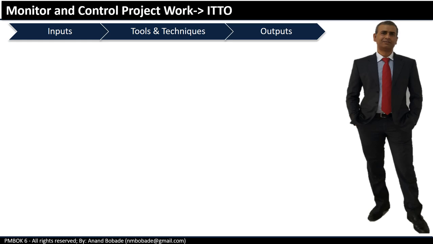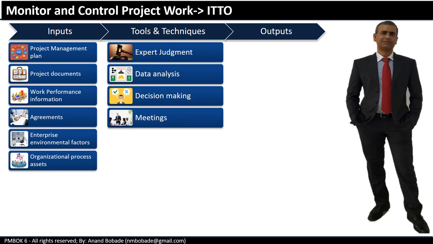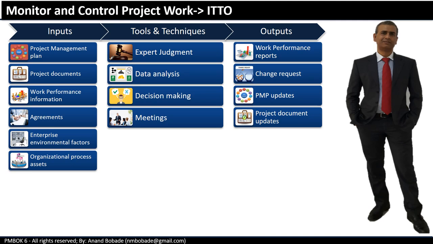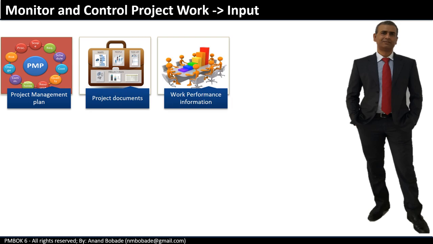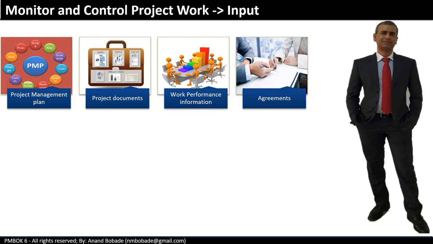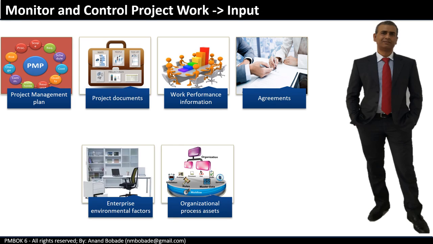Lots of inputs, tools and techniques. So we will talk about inputs, tools and techniques, and outputs. Let's start with inputs. The inputs are project management plan, project documents, work performance information, agreements. Remember, agreements: contracts, SLAs. Then enterprise environmental factors, as well as organizational process assets.